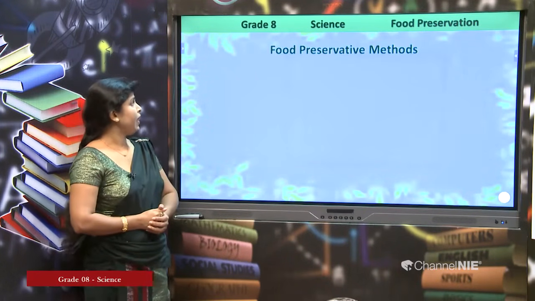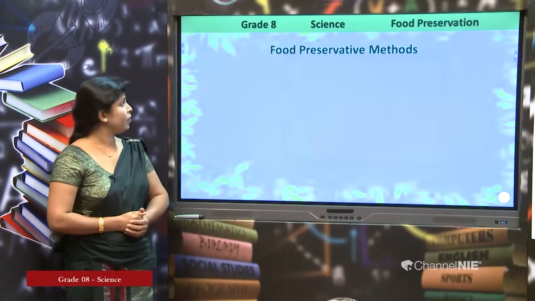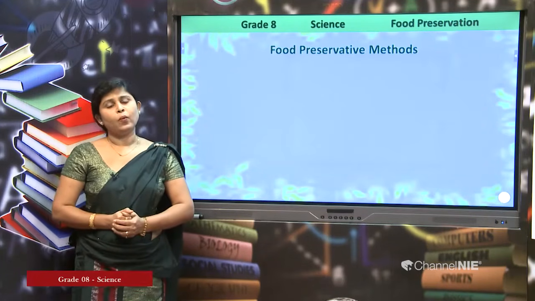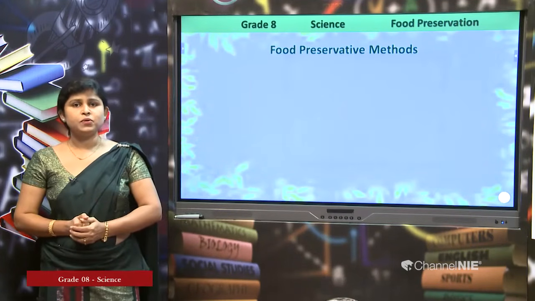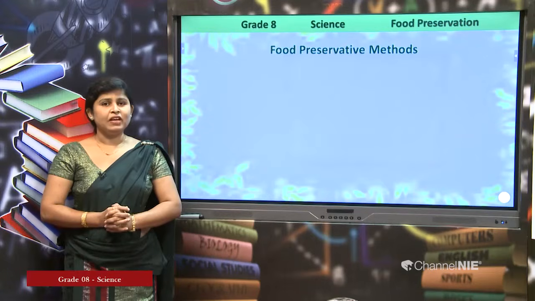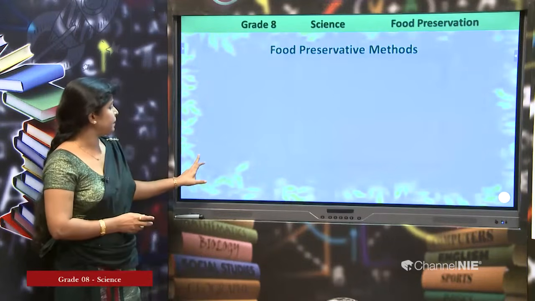right. Now, we have come to another topic, food preservative methods. What are the methods used to preserve the food items? We can use different methods to preserve the food items even at home. They can be divided into two groups, right. Let us see.